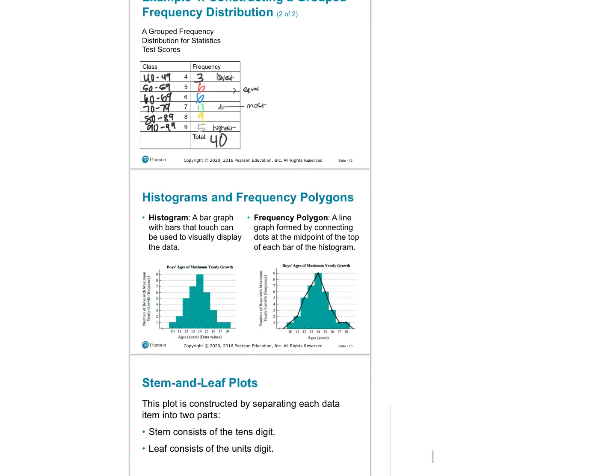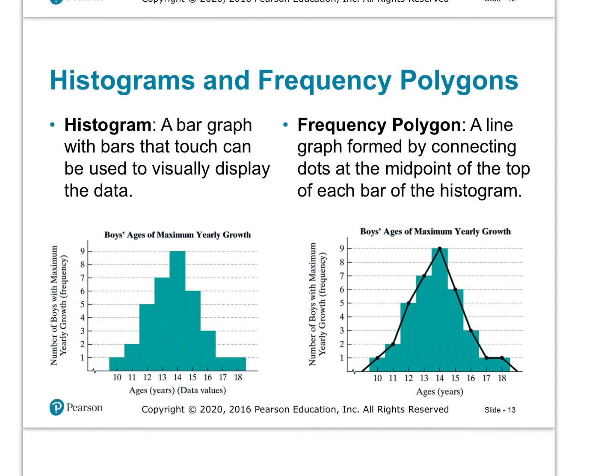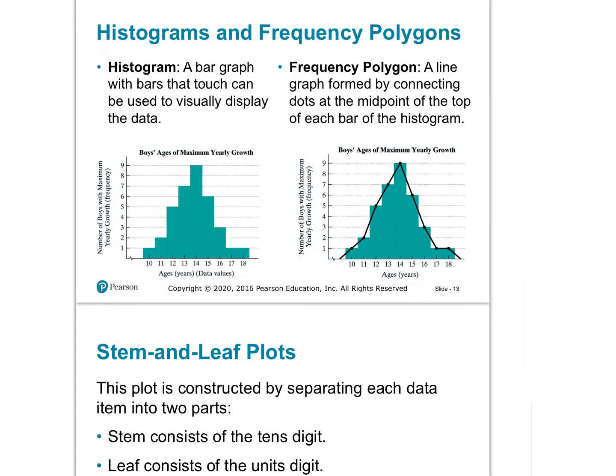All right, histograms and frequency polygons. A histogram is a bar graph with bars that touch, and can be used to visually display the data. A frequency polygon is a line graph formed by connecting the dots at the midpoint of the top of each bar in your histogram. So notice that it's in the middle of each of those. It would make kind of a triangular shape.